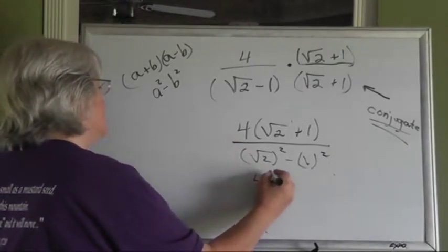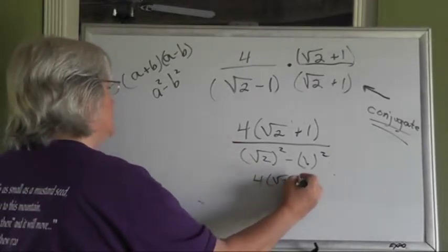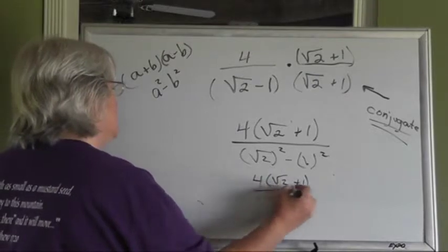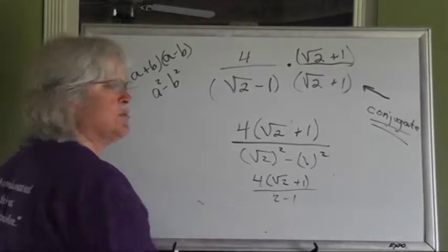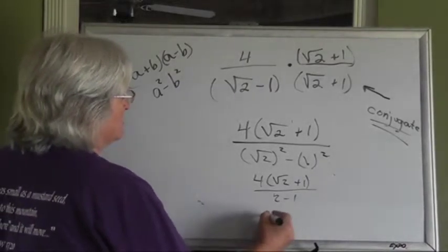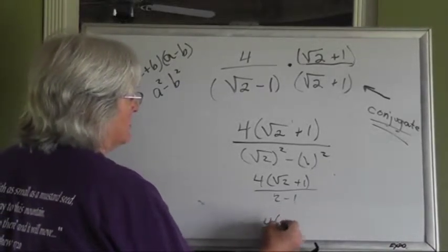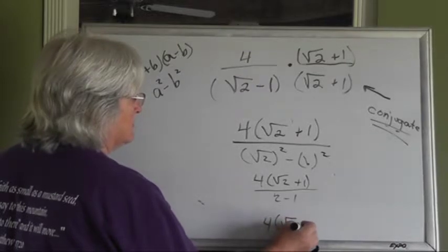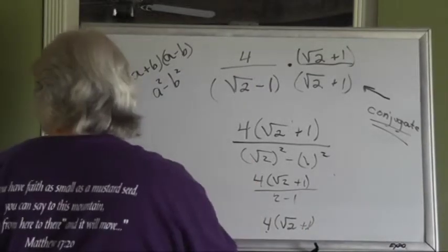4 times the square root of 2 plus 1 divided by 2 minus 1. That shows up a lot. 2 minus 1 is 1. Our solution is 4 times the square root of 2 plus 1.